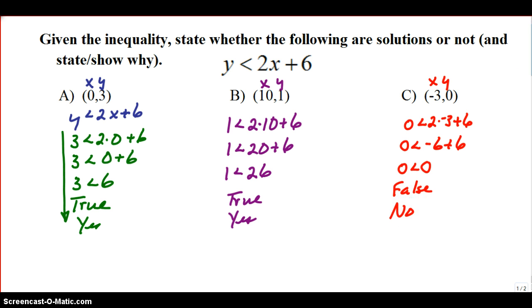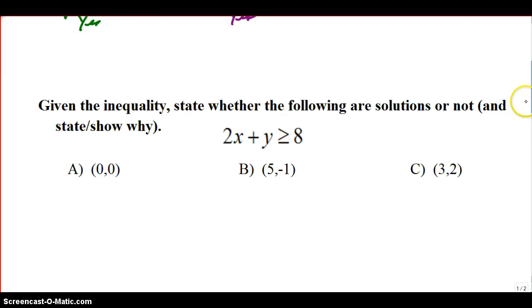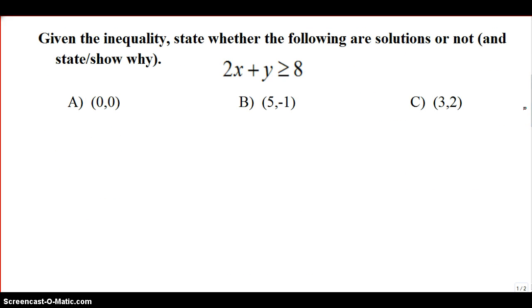Okay, the next type of problem, we have a little bit more complicated inequality, but really the same setup. All right, same idea, x, y. Plug it in. Let's see, 0 in for x, so 2 times 0, plus 0 in for y, that's 0. Is that greater than or equal to 8? 2 times 0 is, well, this is all 0. Is that greater than or equal to 8? Nope, false. Or no, does not work.